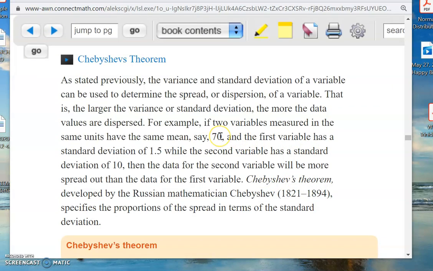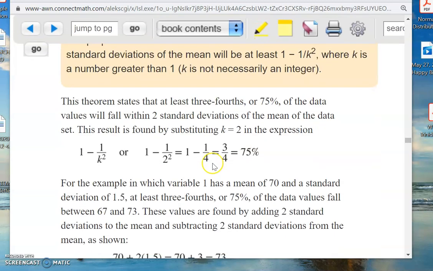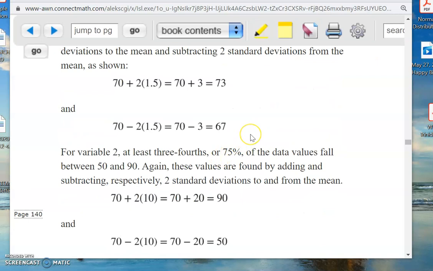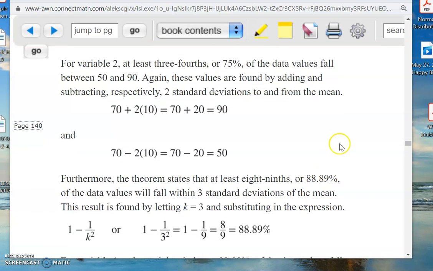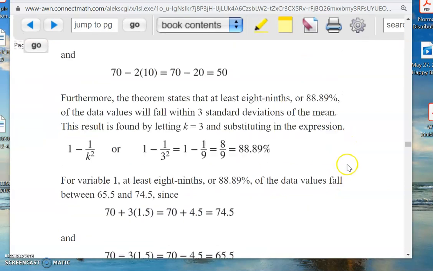So the first one has a mean of 70 and a standard deviation of 1.5. The next one has 70, but a standard deviation of 10. Work your way through that example. Pencil and paper in hand, just reading it is never satisfactory. You've got to work it out yourself, write it out, and put in as much detail as you need to understand it. I hope I helped explain here a little bit.